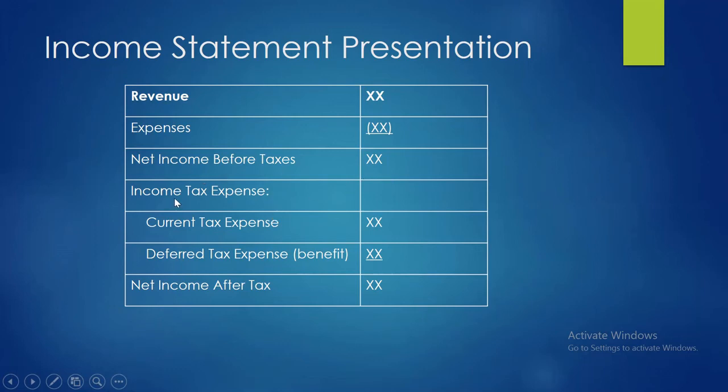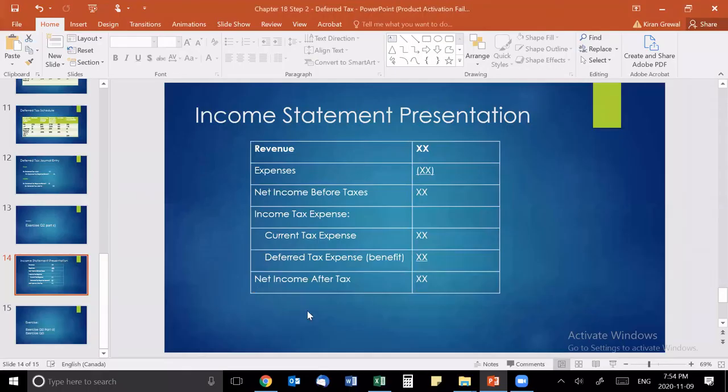And then we have our income tax expense. So we have our current tax expense, we'll have our deferred tax expense or benefit, and then add that all up. Or sorry, net income before tax, you're going to subtract your expense, add your benefit, and then you get net income after tax. Okay, so that's just the income statement presentation, just to close off that question.